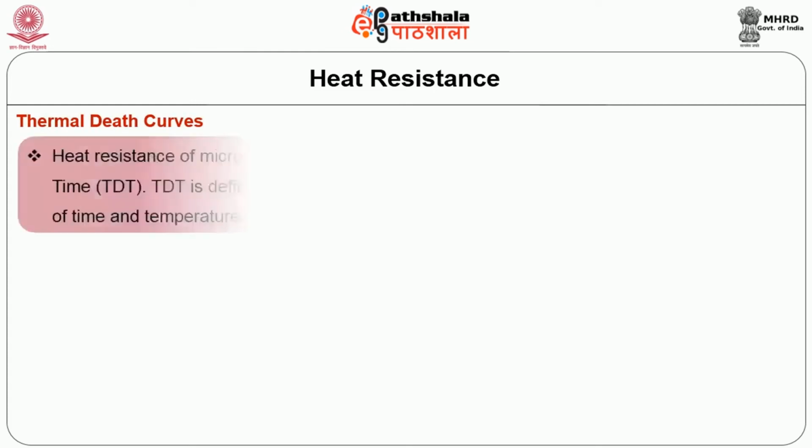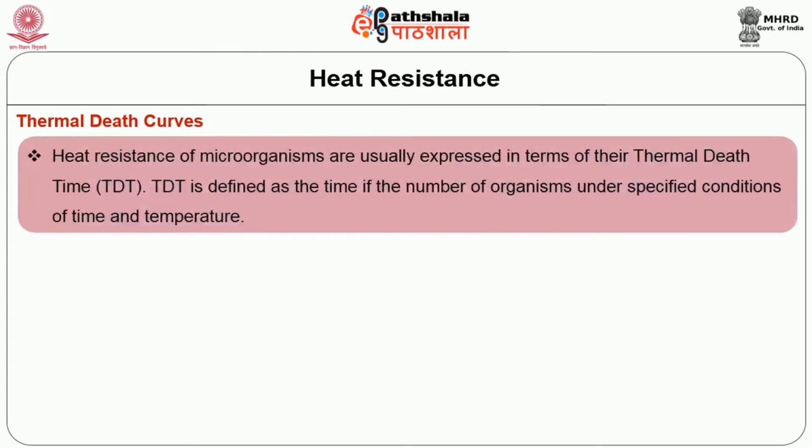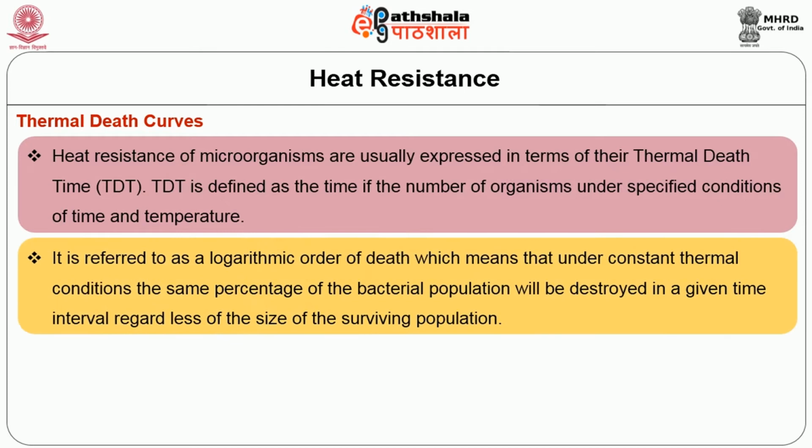Heat resistance of microorganisms is usually expressed in terms of their thermal death time, known as TDT. It is defined as the time to destroy a given number of organisms under specified conditions of time and temperature. It is referred to as a logarithmic order of death, which means that under constant thermal conditions, the same percentage of the bacterial population will be destroyed in a given time interval regardless of the size of the surviving population.